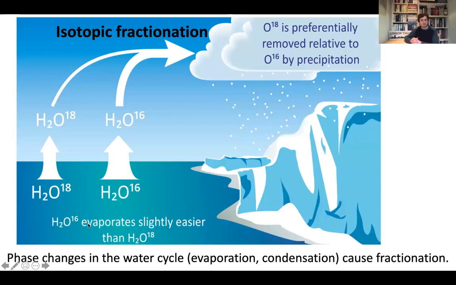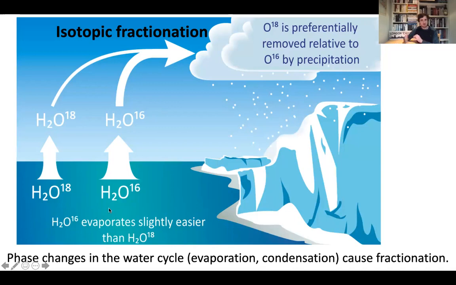So water that has oxygen-16 in is preferentially evaporated. It's slightly easier to evaporate than water with oxygen-18 in. You will still get evaporation of water that has oxygen-18 in. However, preferentially, you will get evaporation of water that has oxygen-16 in, just because it's easier. Whereas conversely, in the cloud, when you're condensing out and forming precipitation, water with oxygen-18 in is preferentially removed over water with oxygen-16 in.